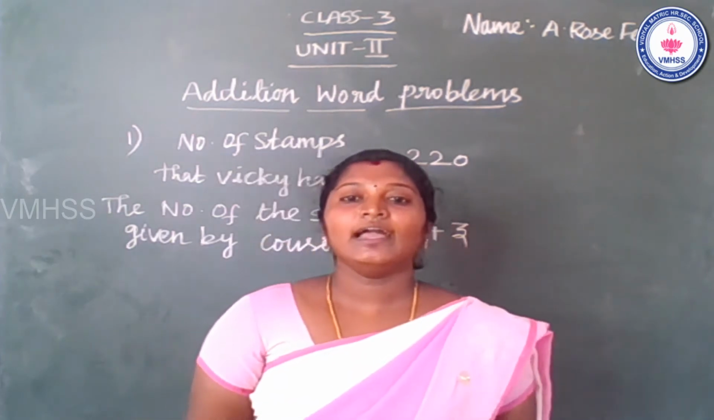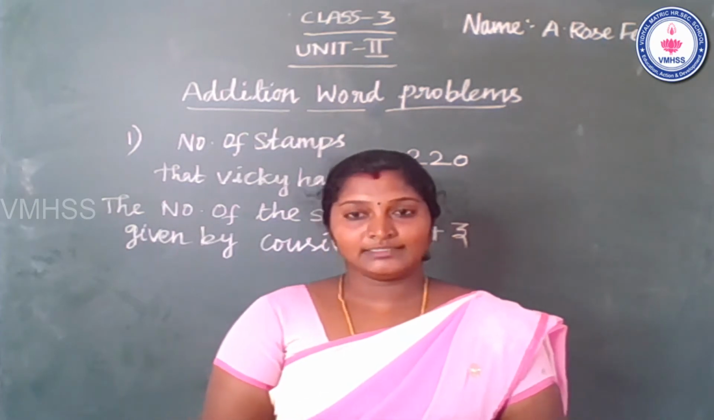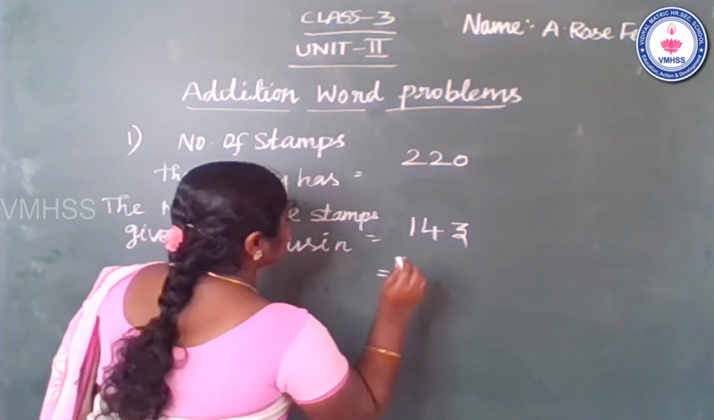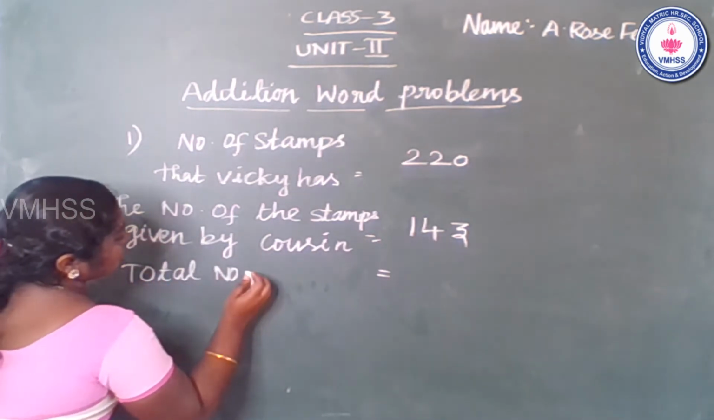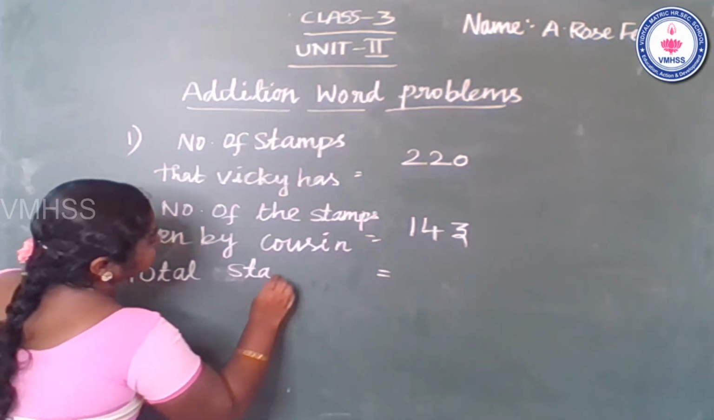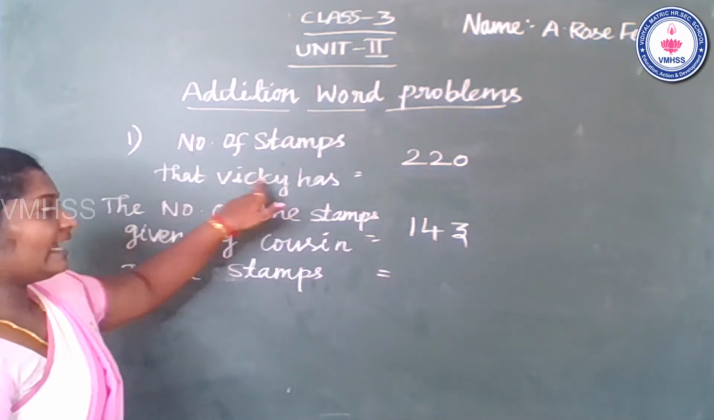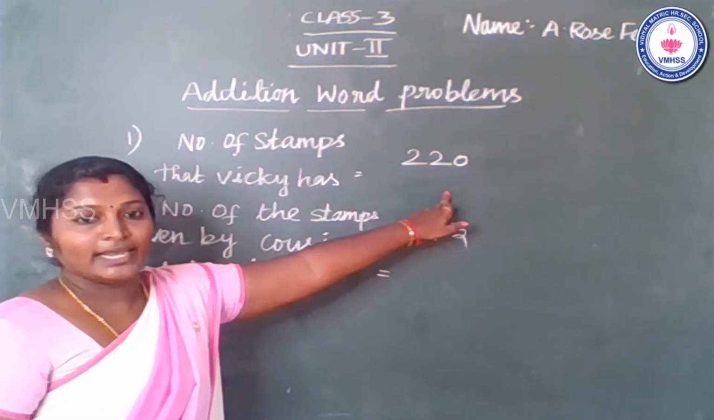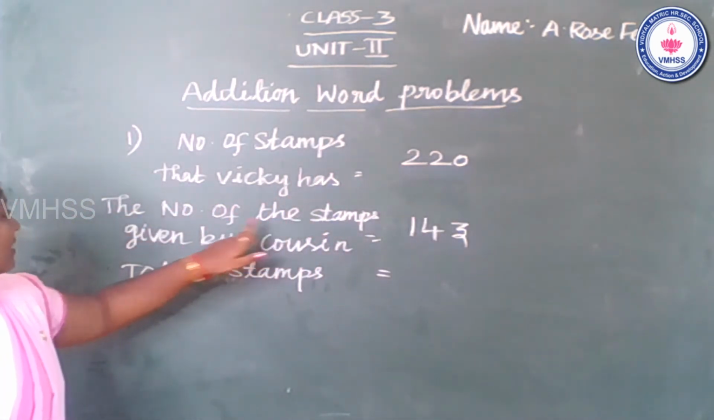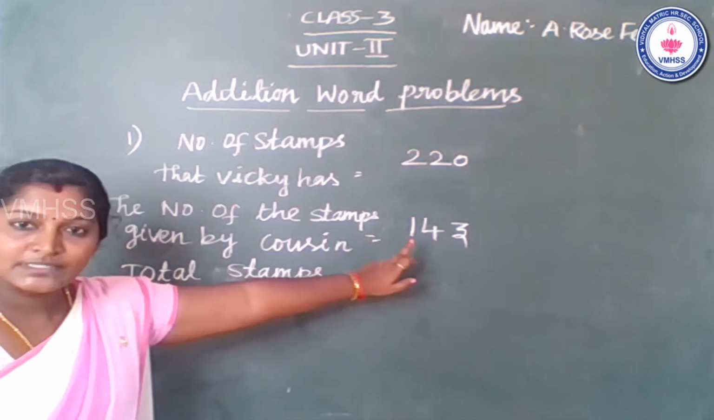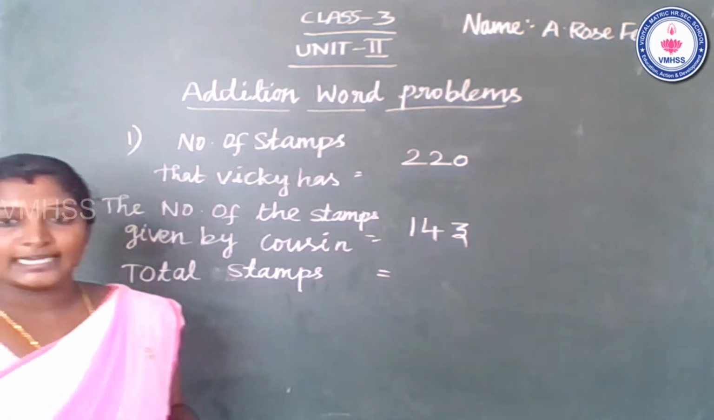Okay students, 143. So, what is the question? How many stamps does Vicky have in all? Okay, this is an addition word problem. So, adding. Total number of stamps. So, the number of stamps that Vicky has is 220. The number of stamps given by Hasim, how many stamps? 143 stamps. So, what is the question? Total stamps.